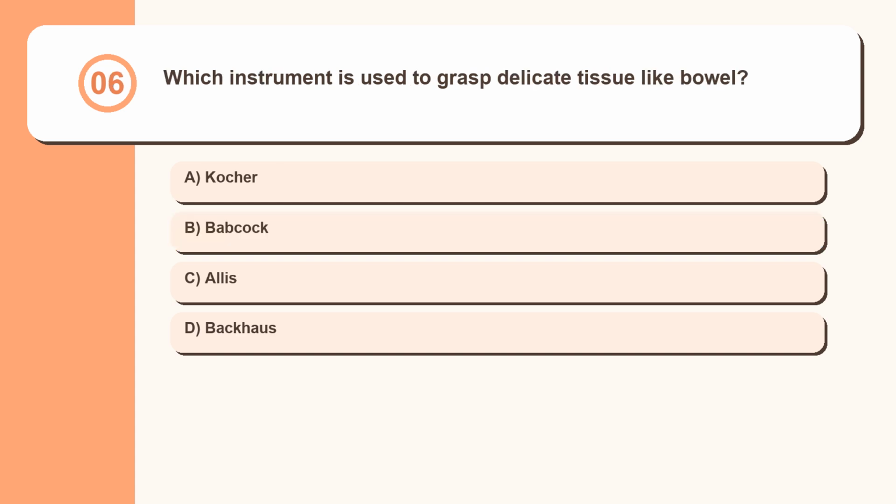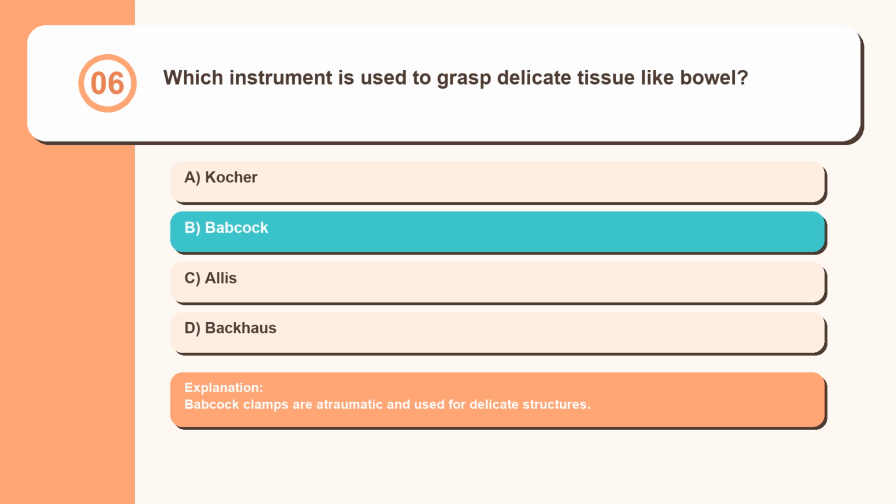Question 6. Which instrument is used to grasp delicate tissue like bowel? Kocher, Babcock, Allis, Backhaus. Babcock clamps are atraumatic and used for delicate structures.